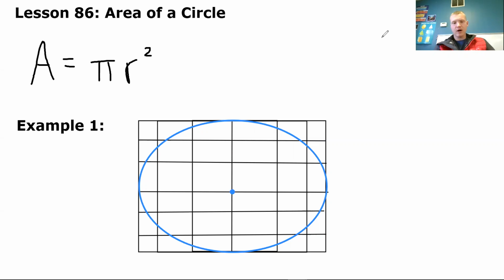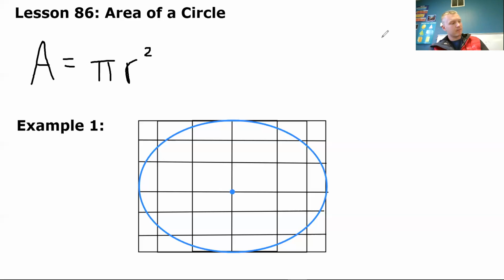A stands for our area, that whole area, everything that fills up that circle. Pi, we all know pi, 3.14. And then r, what does r stand for? R is our radius, and then we square that number. So let's get started with example 1.